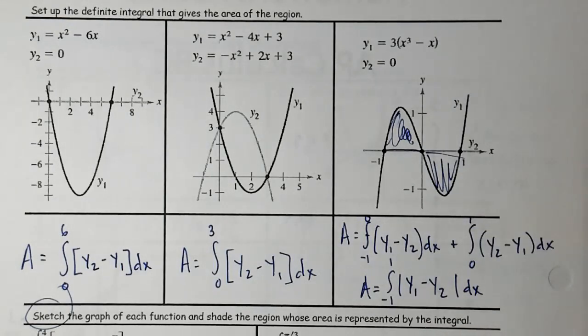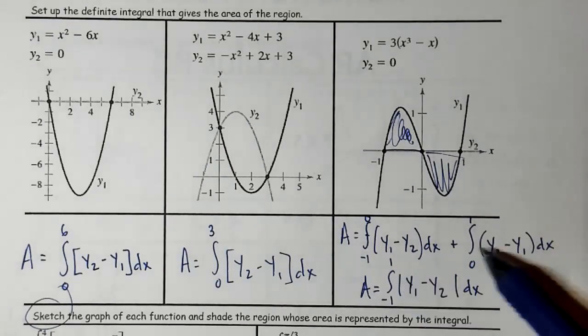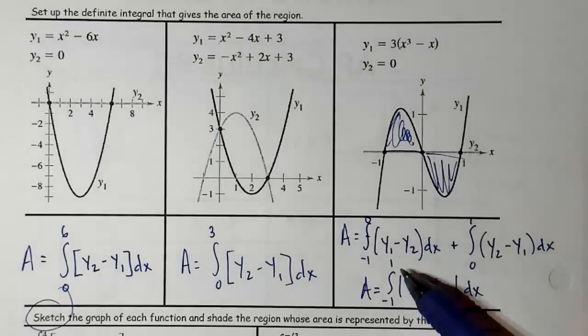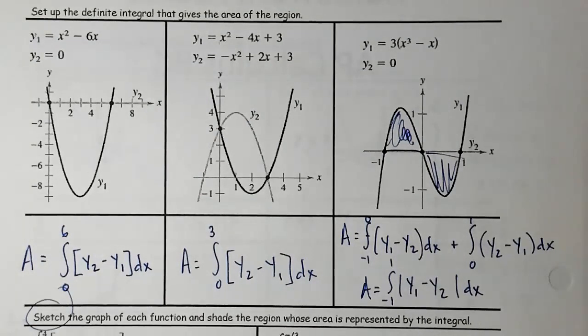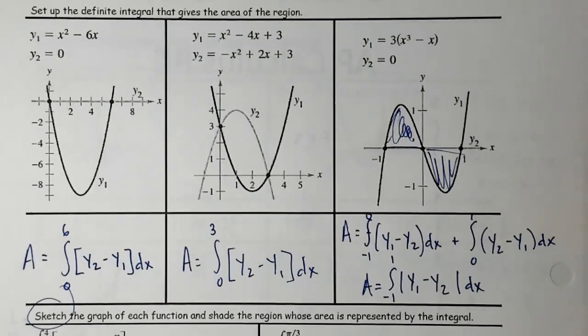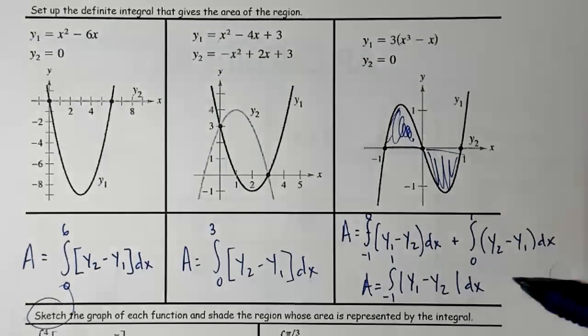However, if this were a multiple choice question and you're really just looking for the area, don't set up two integrals. Just go from -1 to 1 and do the absolute value of the difference. It really doesn't matter if it's y2 minus y1 or y1 minus y2. The absolute value takes care of that for you, the negative area. Okay, it'll automatically make it positive. So either one works in that scenario.